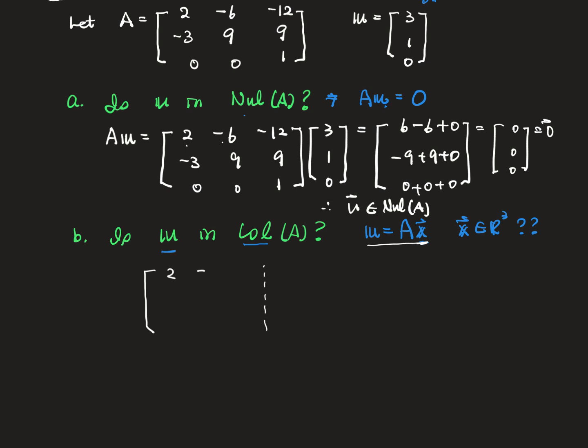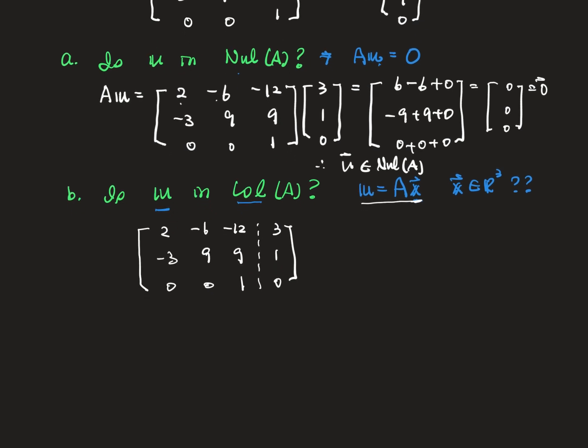So we're going to change this to the augmented matrix first, guys. So 2, negative 6, negative 12, negative 3, 9, 9, 0, 0, 1. Here is the U vector 3, 1, 0. That's the augmented matrix. We have to find the solution. In that case, you're going to say X is in R3, right? Let's do the operation. Everyone, you try it. Where do we start first, guys? Here is a pivot. Pivot make 1. So I'm going to do two operations at the same time. This one, I'm going to make 1/2 R1 going to R1. This one I'm going to make 1, negative 1/3 R2 going to R2.